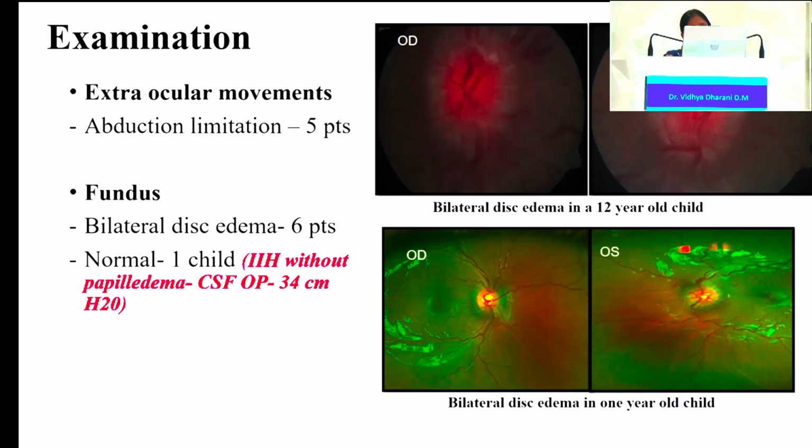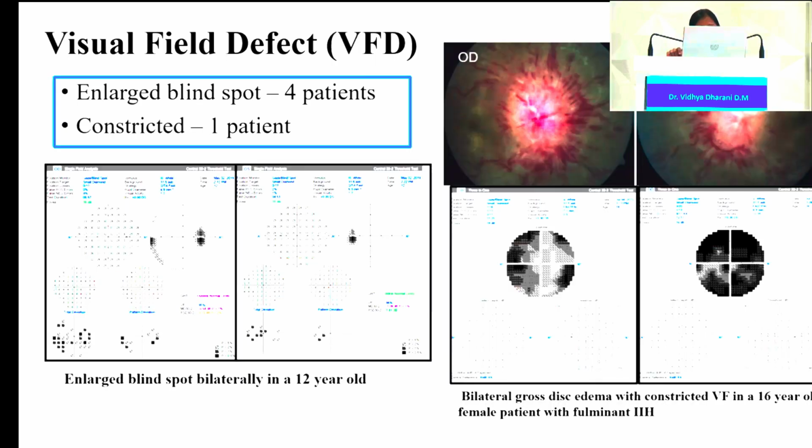The common signs we came across were abduction limitation in 6 patients, and bilateral disc edema was present in 6 patients. The disc was normal in 1 child, indicating IIH without papilledema. The visual field defect we most commonly came across was an enlarged blind spot. The child with fulminant IIH had constricted visual fields.